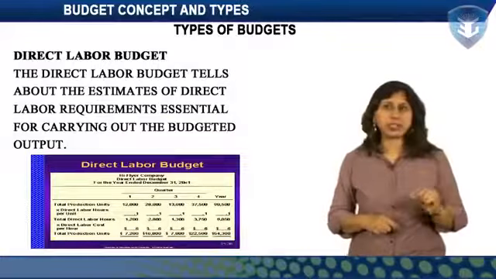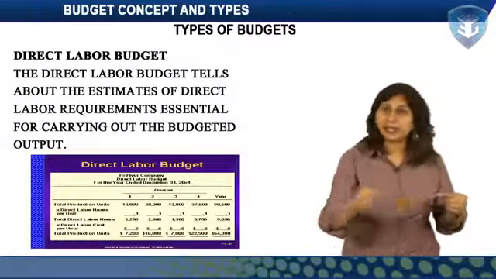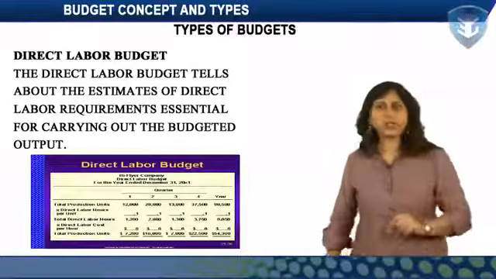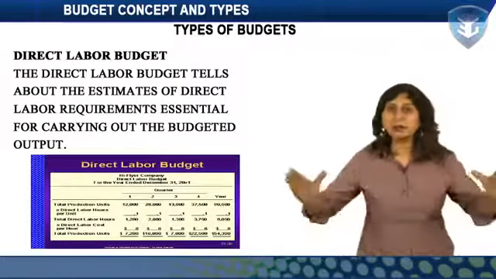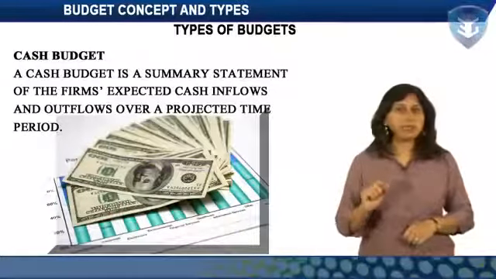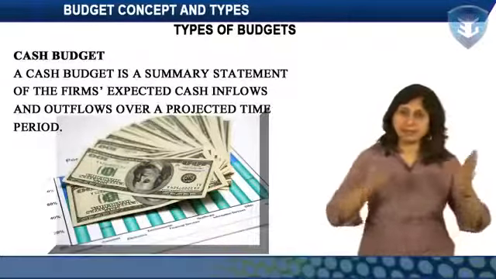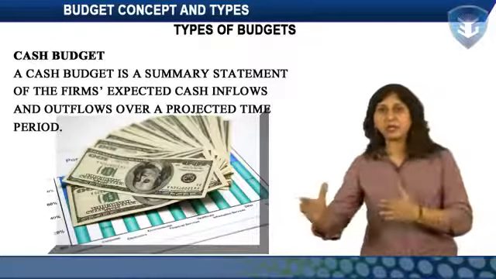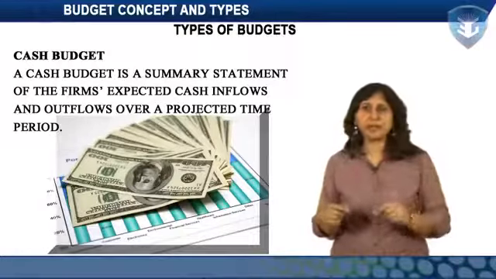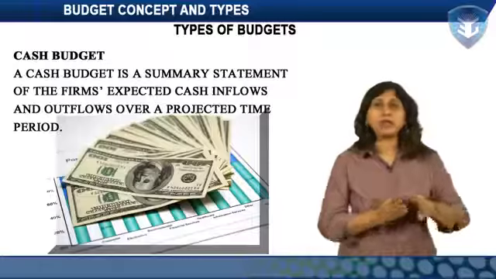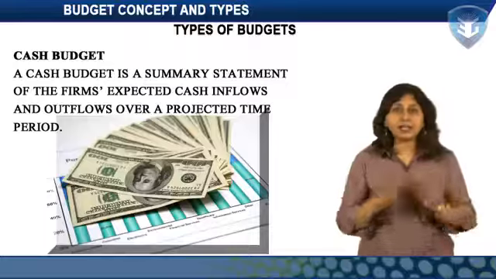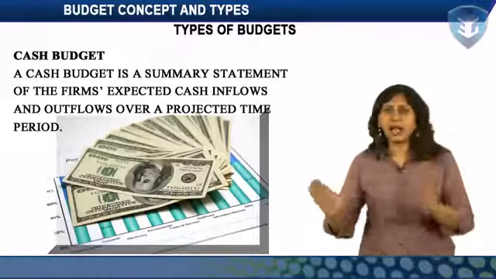The direct labor budget tells about the estimates of direct labor requirements essential for carrying out the budgeted output. The purpose of this budget is to ensure optimum utilization of labor force. Cash budget. A cash budget is a summary statement of the firm's expected cash inflows and outflows over a projected time period. The overall objective of a cash budget is to enable the firm to meet all its commitments in time and at the same time prevent accumulations of unnecessary large balance with it.